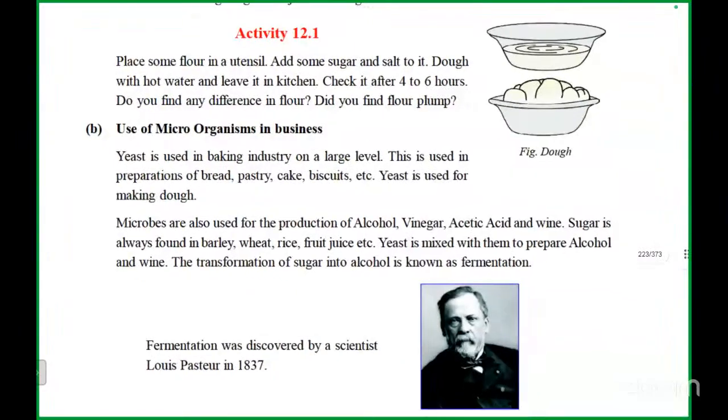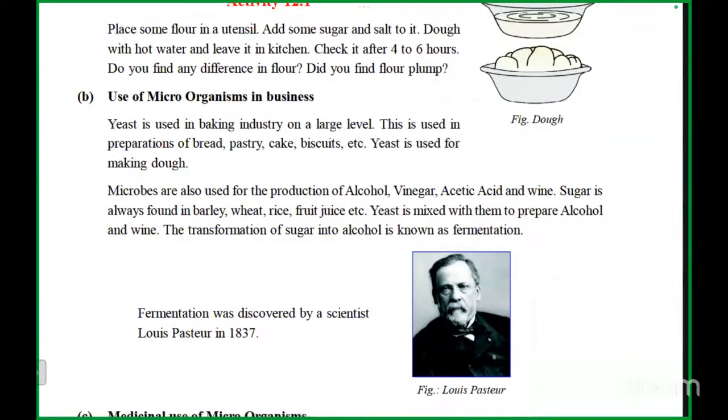Yeast is used in the baking industry on a large level. This is used in the preparation of bread, pastry, cake, biscuits, etc. Yeast is used for making dough. Microbes are also used for the production of alcohol, vinegar, acetic acid, and wine. Sugar is always found in barley, wheat, rice, fruit juice, etc. Yeast is mixed with them to prepare alcohol and wine, and this transformation of sugar into alcohol is called fermentation.